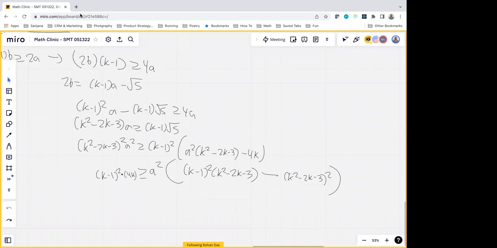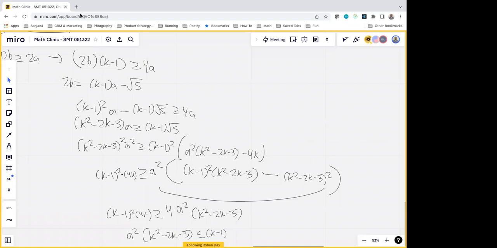And the right-hand side simplifies to a squared times (k squared minus 2k minus 3) times 4. Then we have that a squared times (k squared minus 2k minus 3) is less than or equal to (k minus 1) squared times k. And this still is not sufficient, so we can try to remember what k itself is. And it is this expression.